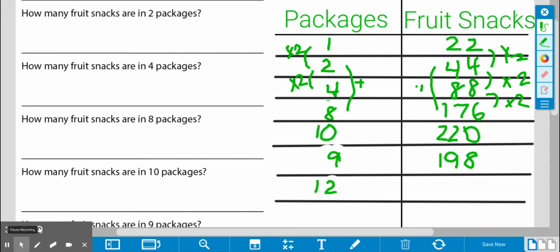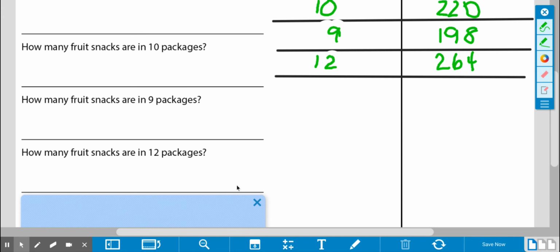And I could have also added my 4 packages and 8 packages to get my 12 packages. So a couple different strategies on how I could figure that out. But again, my total number of fruit snacks was 264. So filling that in and ready to move on to the next one.